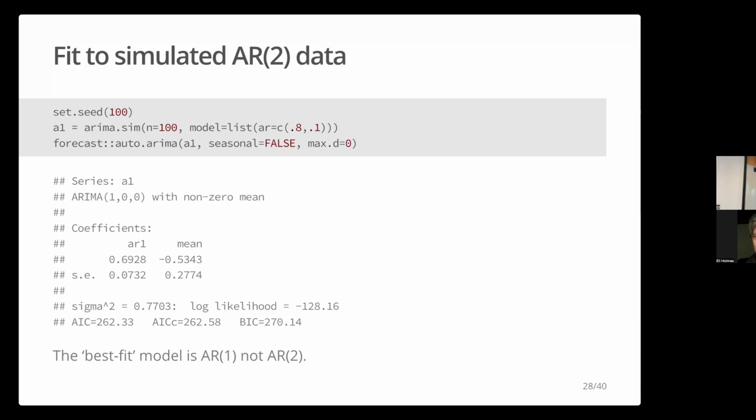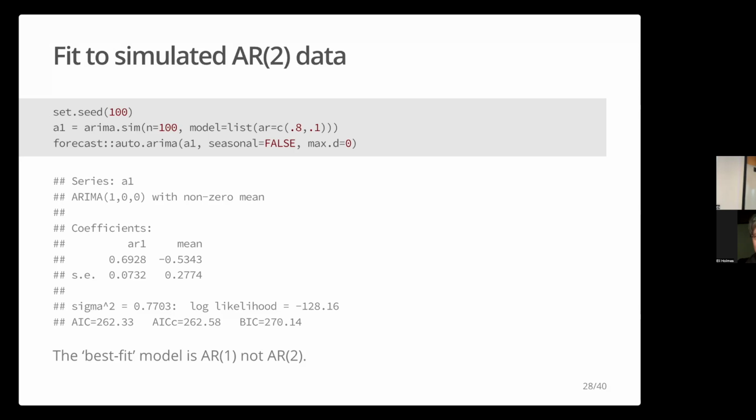If you do question mark ARIMA sim, you can see the other things you could specify. You can specify, for example, the moving average part, and you can specify the variance of that white noise also. But I just went with the default here. So I simulated that data. That is one time series. A1 is just one time series with 100 time steps, lots of information.